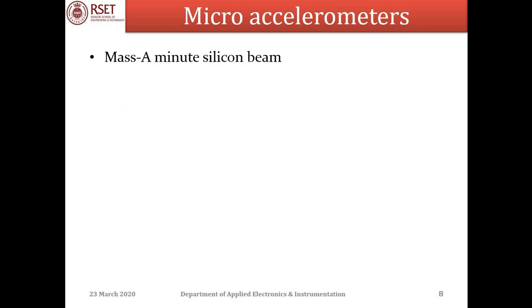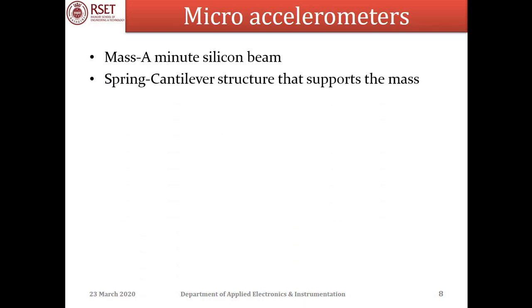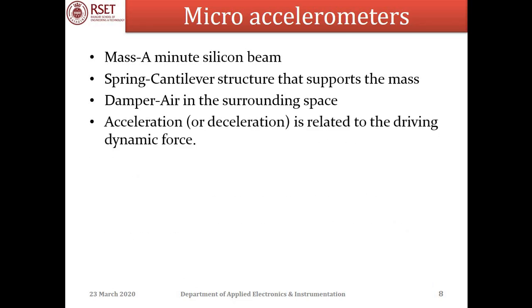So, with all these things in mind, let us now see how a micro accelerometer will be fabricated. So here, in a micro accelerometer, the mass is actually represented by a minute silicon beam. The spring is represented by the cantilever structure that supports the mass, and the damper is nothing but the air that is in the surrounding space.